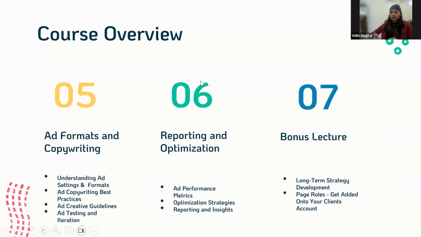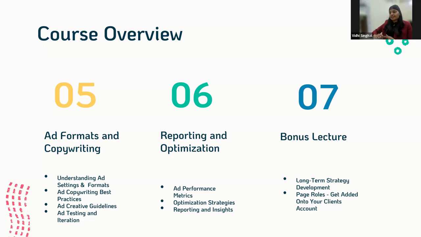Now, in the fifth section, we will learn about ad formats and copywriting. Here we'll understand ad settings and formats, ad copywriting best practices, ad creative guidelines, ad testing and iterations. In the sixth section, we learn about reporting and optimizations. It will include ad performance metrics, optimization strategies, reporting, and insights.